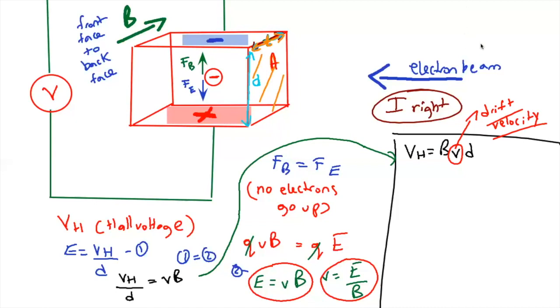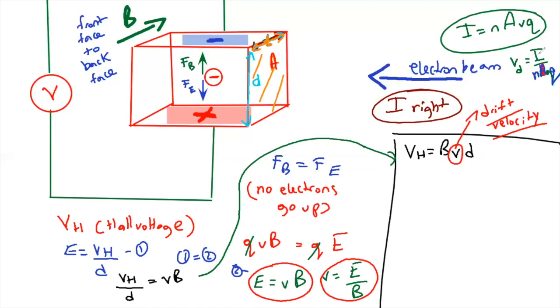Now, in AS, you studied another formula, which was I is equal to NAVQ. I is equal to NAVQ, your choice of remembering it. So drift velocity is going to be equal to I divided by NAQ. Now, I'm going to substitute this into this, and I'm going to end up with VH is equal to B, and let's write that all in red, I divided by NAQ. And D is going to come here.